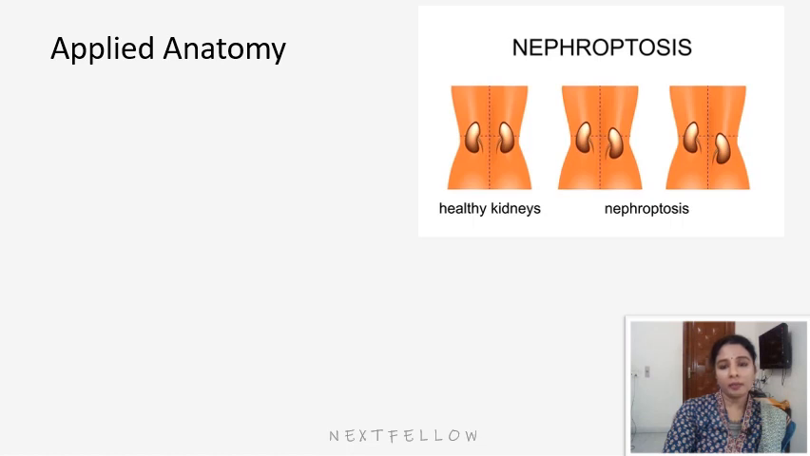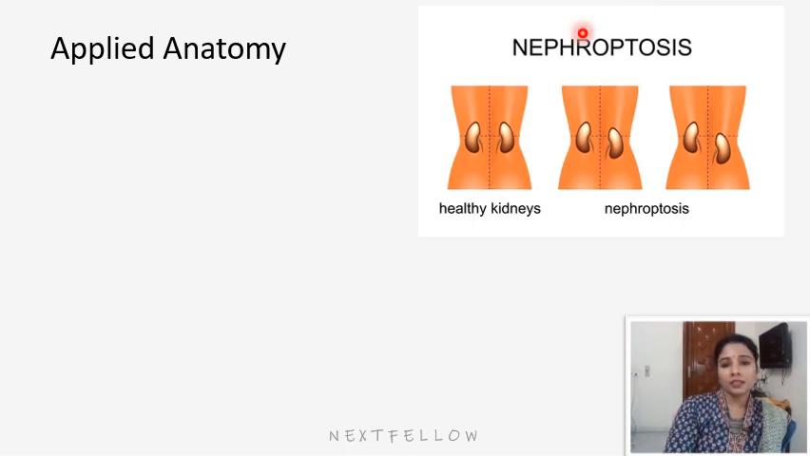Applied anatomy, nephroptosis. Nephroptosis means downward displacement of the kidney, otherwise called floating kidney, because of loss of supporting perirenal fascia and also paranephric fat depletion. So depletion of this fat leads the kidneys to dip down from their position, called floating kidney, which is otherwise called nephroptosis.